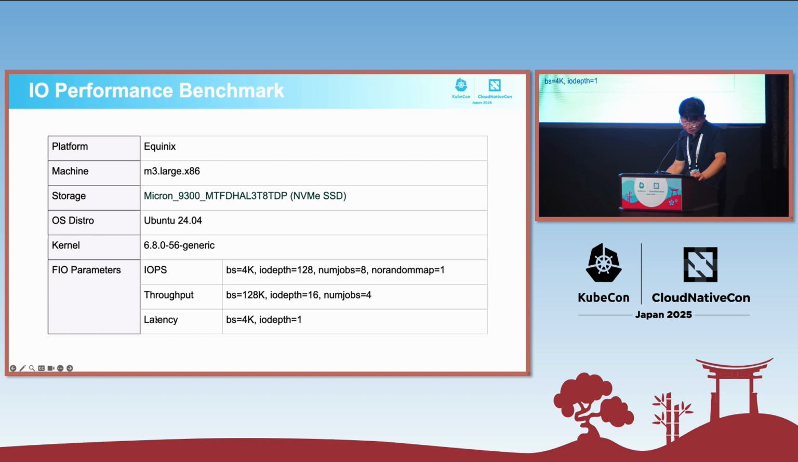Okay, we can take a look at the I/O performance benchmark. We did a benchmark on Equinix, and we have 3 nodes. The storage is NVMe SSD, so on each node we have 1 NVMe SSD. The OS distro is Ubuntu 24.04. We benchmark IOPS, throughput, and latency. So these are the parameters.